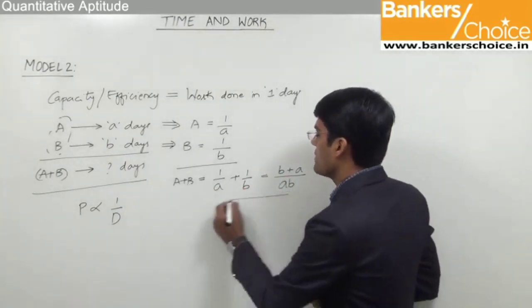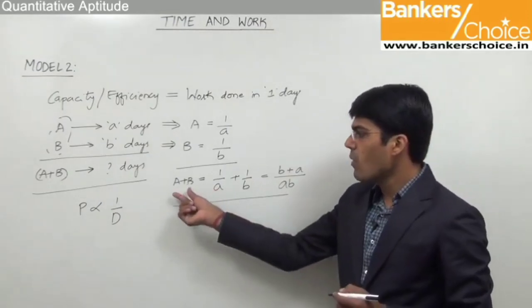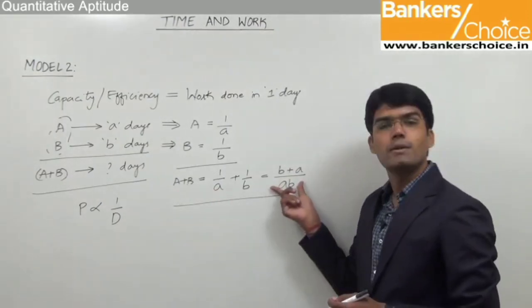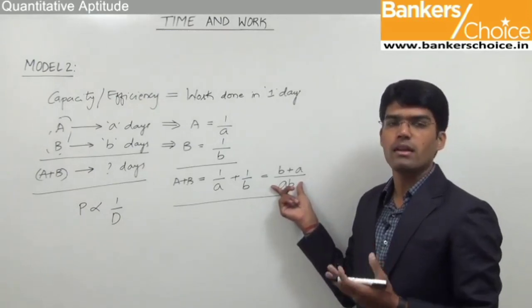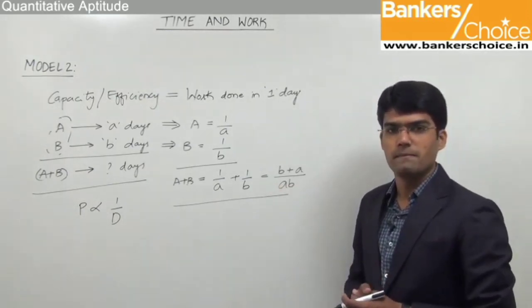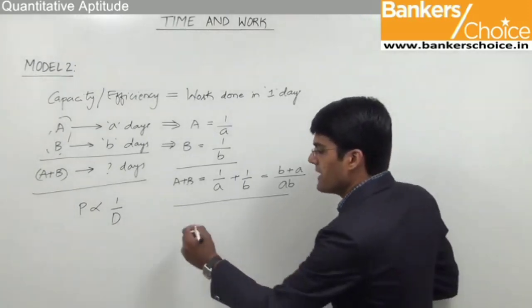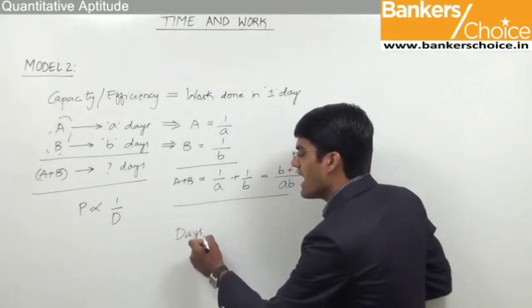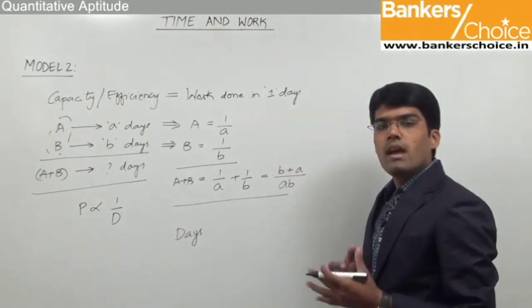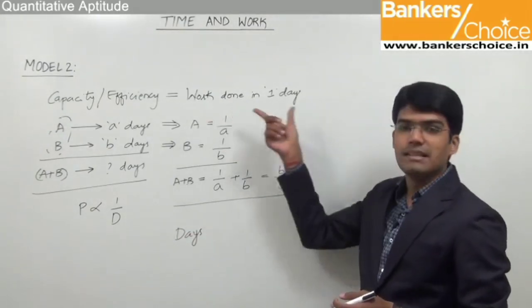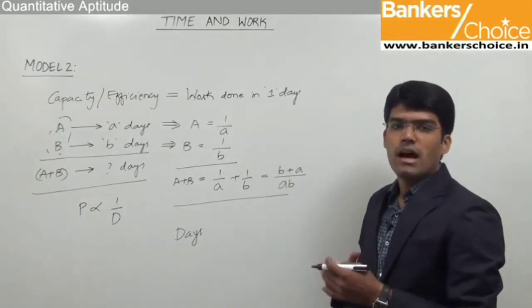So from this equation we can understand that when A and B work together, the amount of work which they can finish in 1 day will be equal to B plus A by AB, or it can be taken as A plus B by AB. But we are supposed to find out the total number of days. Remember friends, the number of days and the work done in 1 day are reciprocal to each other. Or I can say the number of days and the capacity, that is nothing but work done in 1 day, are reciprocal to each other.